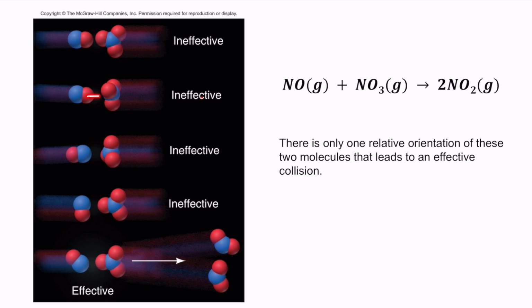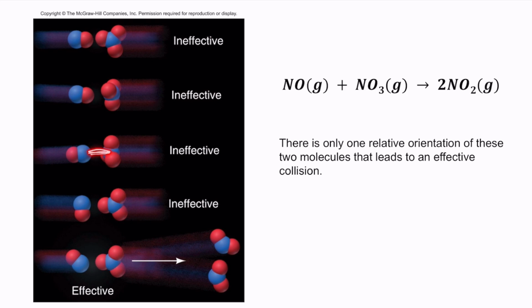Here we have an oxygen colliding with one of the nitrogens. However, it's the oxygen from the NO. And so we're also going to have an ineffective collision because they're not oriented correctly. In our next example, we have the two nitrogens colliding.